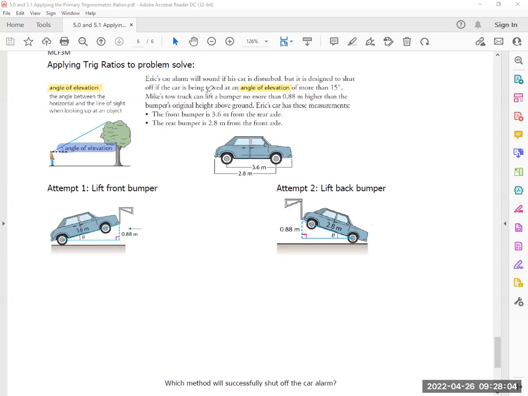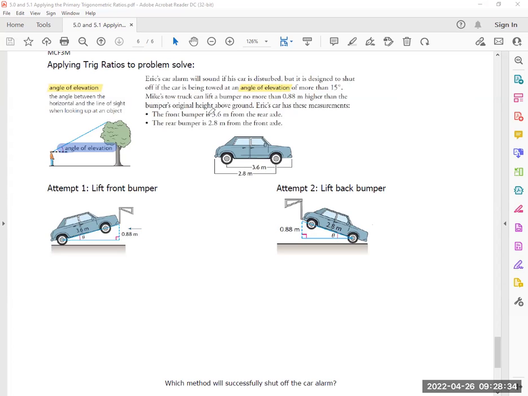Surprise. Yeah, it sort of makes sense though, right? Do you want a car alarm to be blaring while they're driving down the highway to get to a towing center? No, right? So towing at an elevation of more than 15 degrees. Mike's tow truck can lift a bumper no more than 0.88 meters, so 88 centimeters, higher than the bumper's original height above ground.